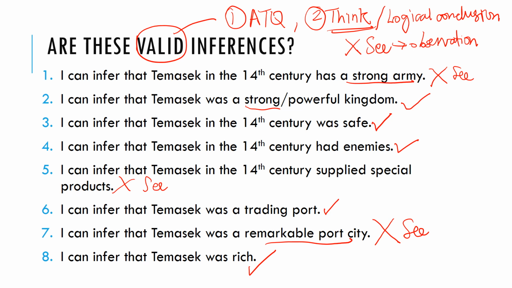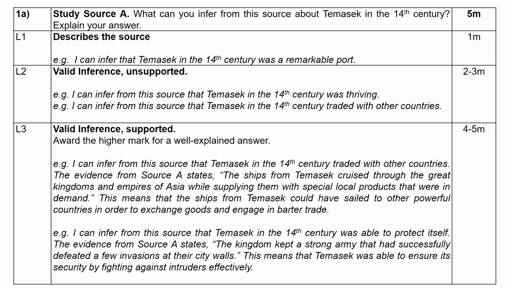I hope most of you got everything correct. But for the next stage, I'm going to go through the answers in a little bit more detail in terms of how you write in your IEE. So this is the answer scheme that we have. If you're getting an L1, what that means is you're just describing the source, you're writing down what you see. Automatically, you'll fall to an L1.